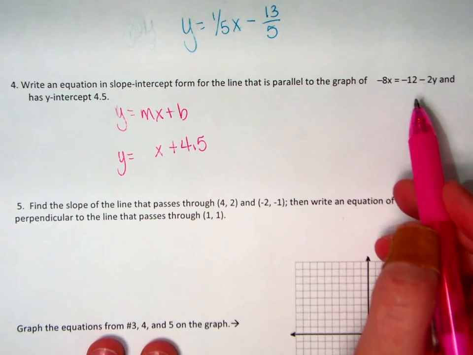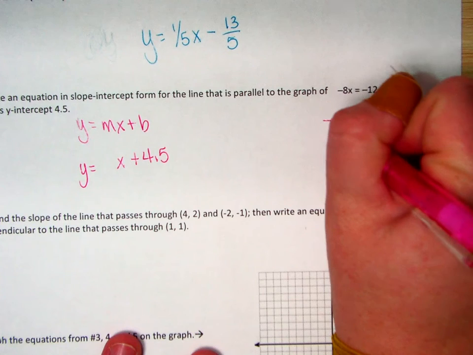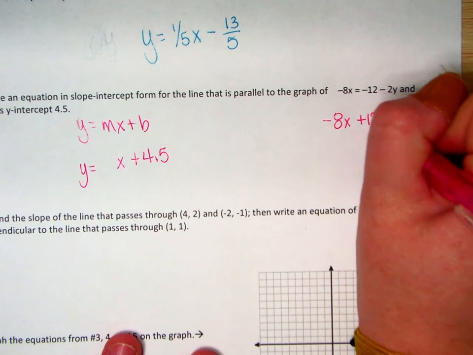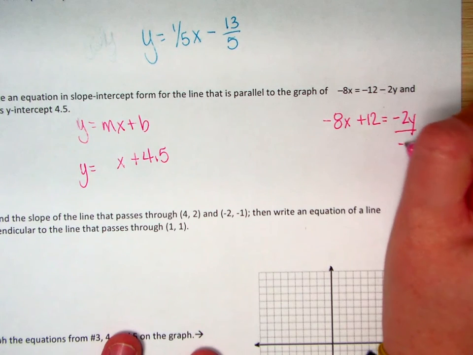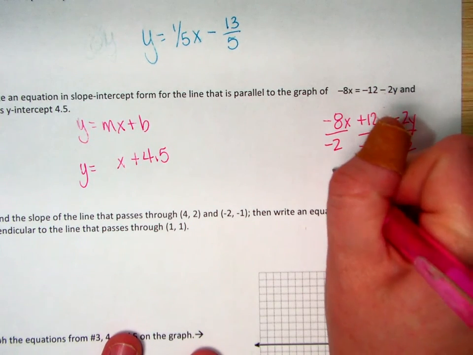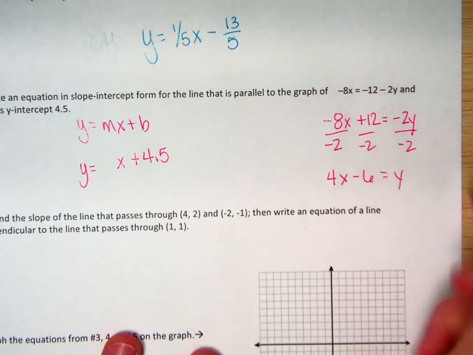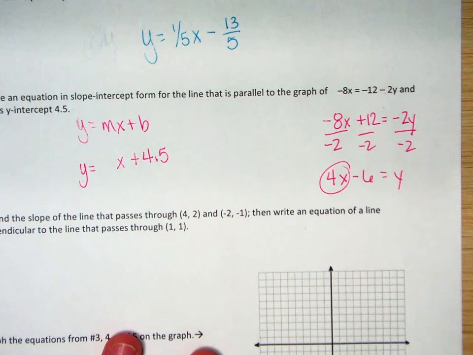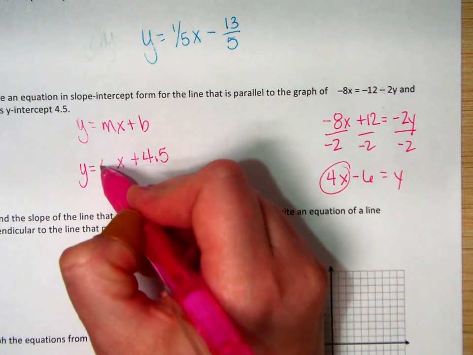To find my slope, I'm going to use this equation. If I solve this equation for y, negative 8x plus 12 equals negative 2y, divide by negative 2, I get 4x minus 6 equals y. The slope from this equation is 4. To be parallel, I want the same slope. So I'm just going to take that slope and put it in my equation. And that's it. I'm done.